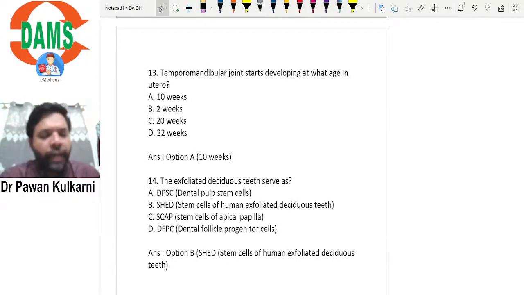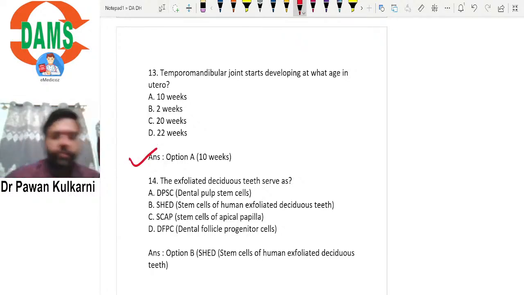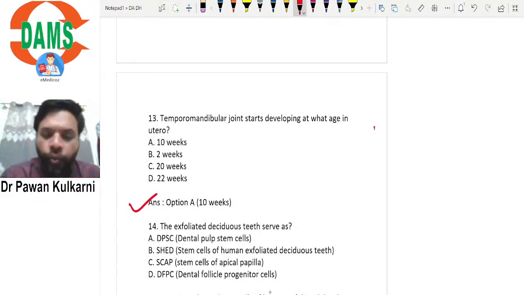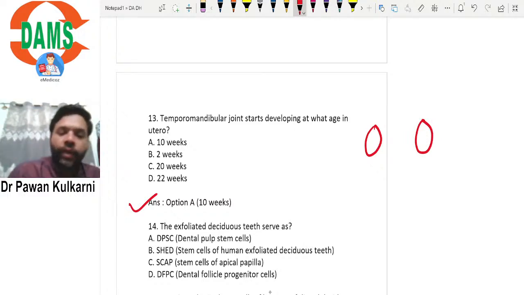A temporomandibular joint, TMJ, starts developing at what age in utero? Again, these are developmental questions. In the mother's womb, it develops around 10 to 12 weeks of intrauterine life. What happens in TMJ development is that there are two blastemas. A blastema is a condensation. One is called the condylar blastema and the other is called the temporal blastema.